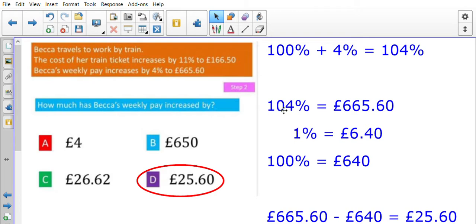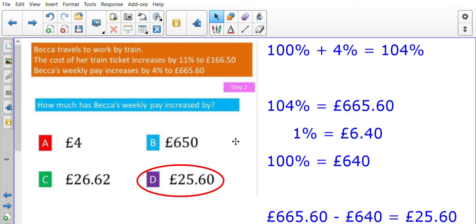So 104 divided by 104 gets me to 1%, and £665.60 divided by 104 gives me £6.40. Multiplying each side by 100% on the left hand side will take me up to 100%, and on the right hand side £6.40 multiplied by 100 is £640. So that's how much her original weekly pay was.